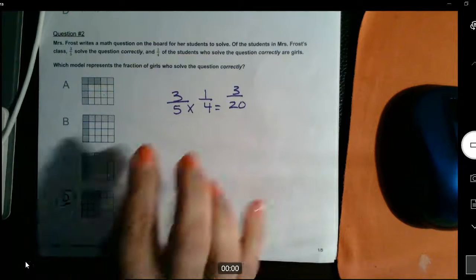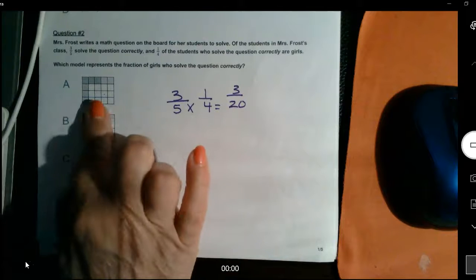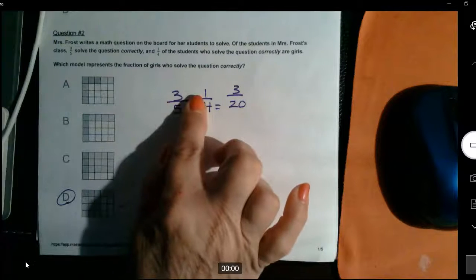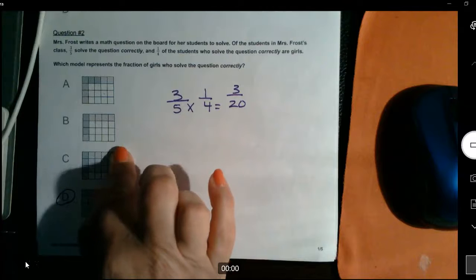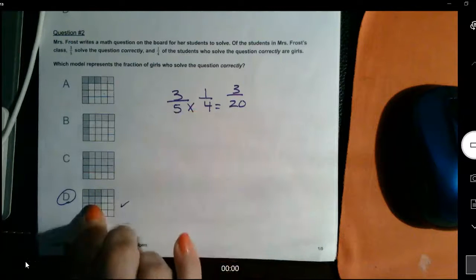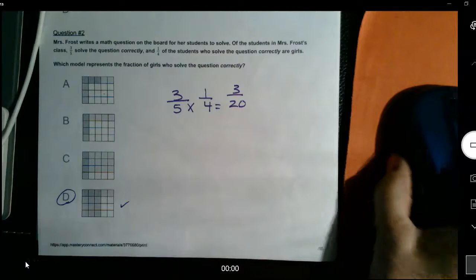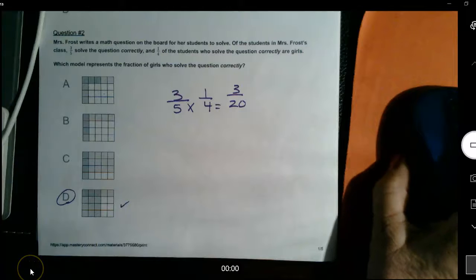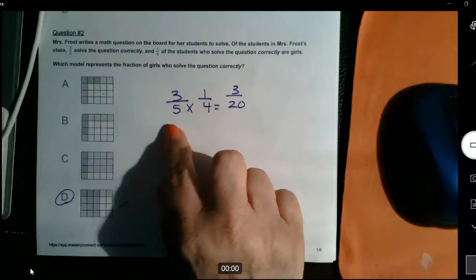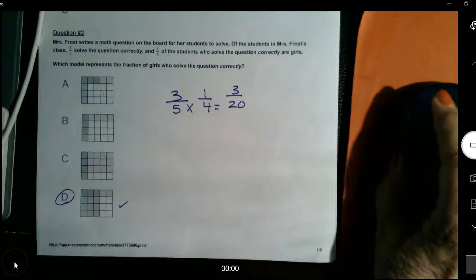I guarantee you that there's probably going to be several problems on your TCAP testing that have the model and they want you to match it to the equation. So I want you to think about how we did this, solve it, and find the one that matches it. Remember that these reviews that I'm doing are to help you when you come across questions that you may not understand. If you have any questions about how to do this, please reach out to me and let me know, and I'll be glad to talk with you about it further.